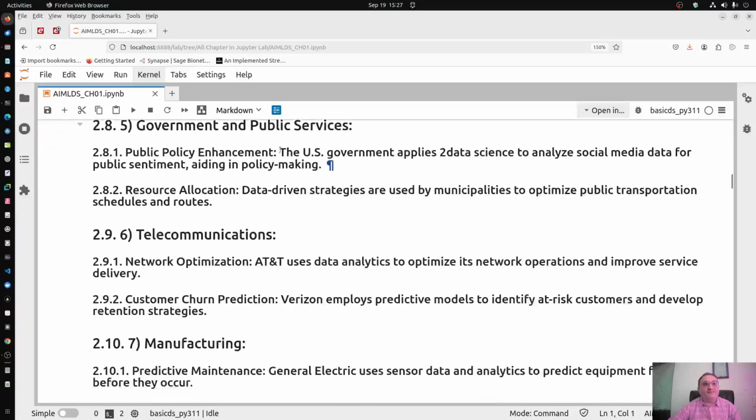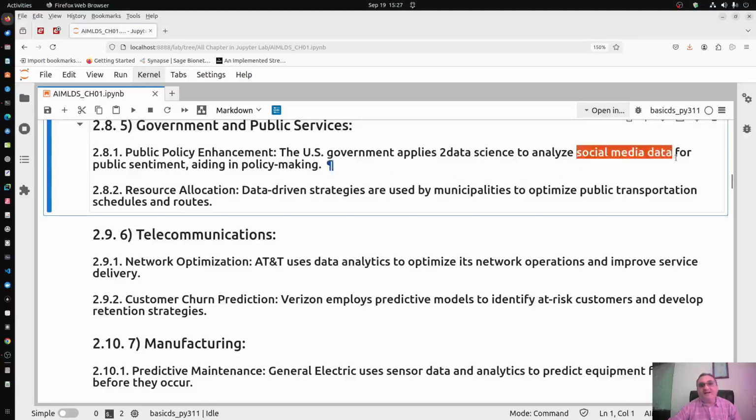Then government and public services. US government uses data science to analyze social media for public sentiment and aiding in policy making. Now that means that maybe in India, people express a lot of sentiments on social media, but the question is, does the government leverage that information? I'm not talking about leveraging it for individual parties' political gains, but leveraging it for the country's benefit. Then US government uses the information on social media as an aid in policy making.